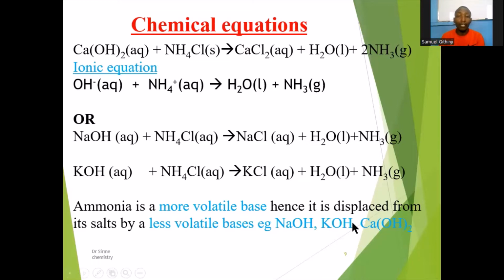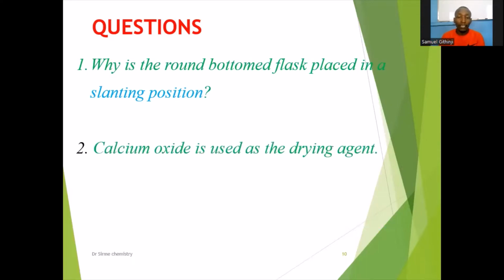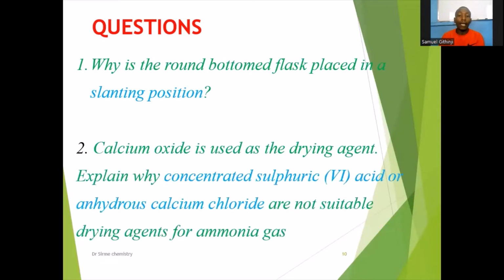That is a property that will apply to both acids or bases. If we proceed, there goes a question: why is the round bottomed flask placed in a slanting manner? That is a question that I want us to answer. Calcium oxide is used as a drying agent. Explain why concentrated sulfuric acid or anhydrous calcium chloride are not suitable drying agents for ammonia.